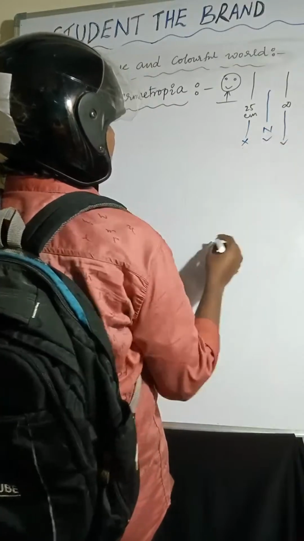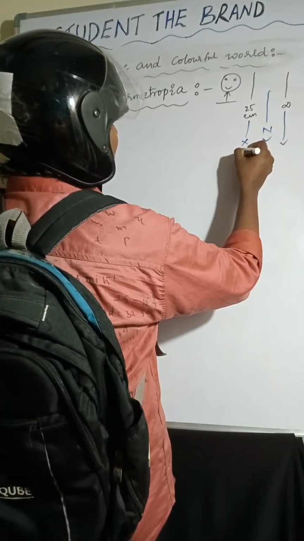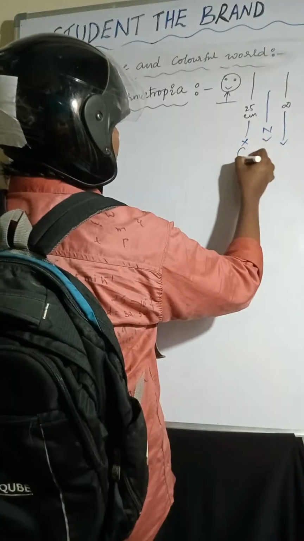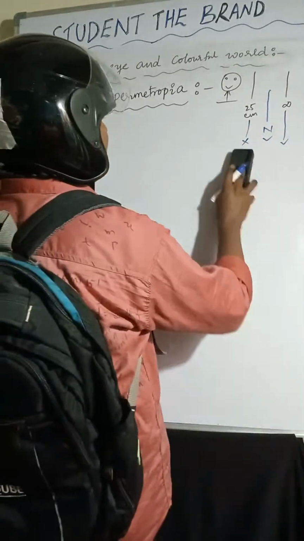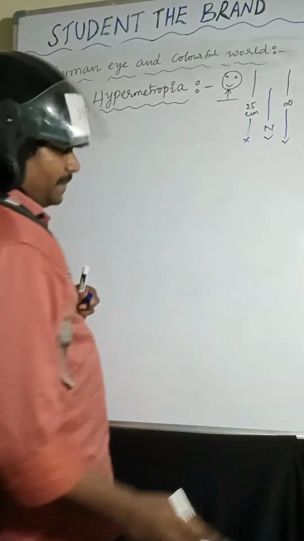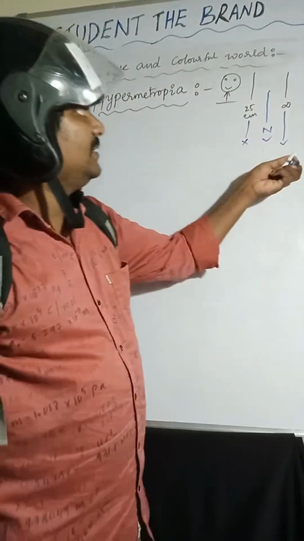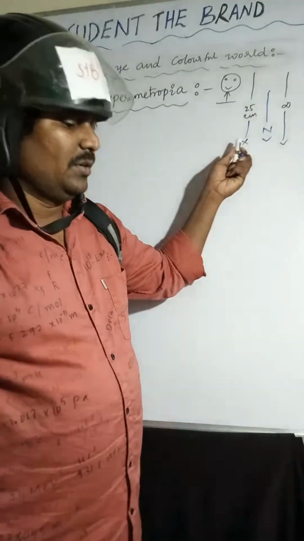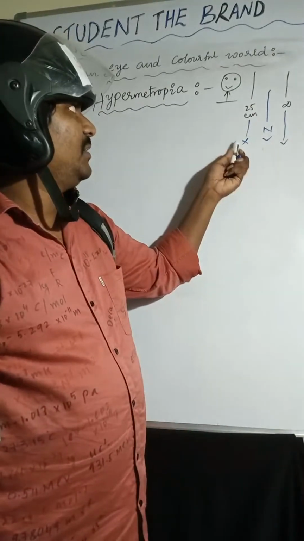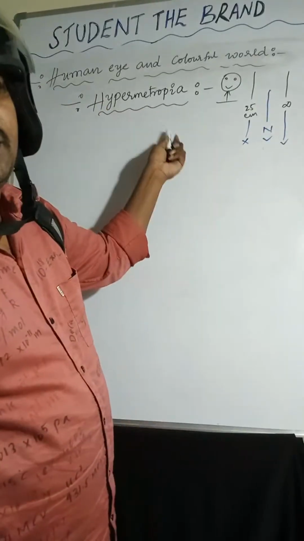So this one we can see. If the light rays are coming from here, we have to correct this defect. Okay. So infinity you can see, somewhere between 25 to infinity you can see. So you can't see the 25 centimeter, the person who has hypermetropia.